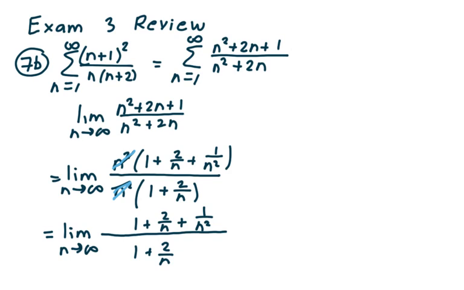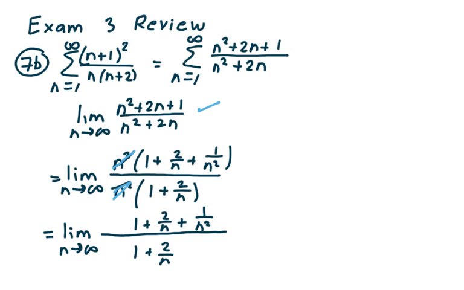Now, let's take a look at the limit as n goes to infinity of n squared plus 2n plus 1 over n squared plus 2n. What I want to do is factor an n squared out of the numerator and an n squared out of the denominator. So what I get is the limit as n goes to infinity of n squared times (1 plus 2 over n plus 1 over n squared) divided by n squared times (1 plus 2 over n).